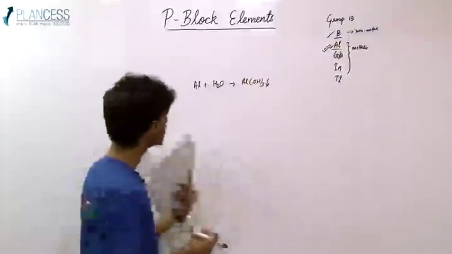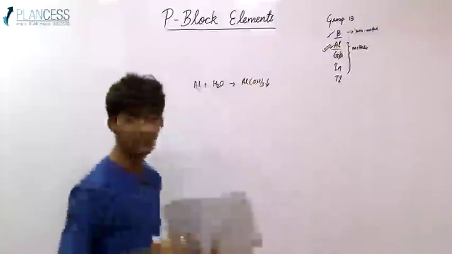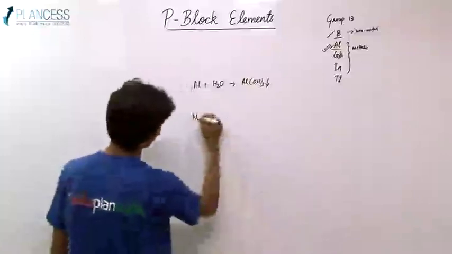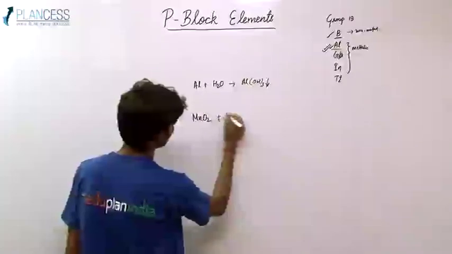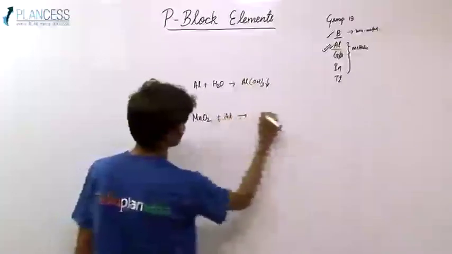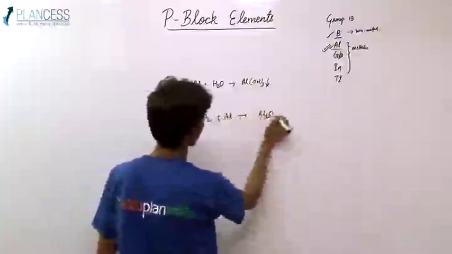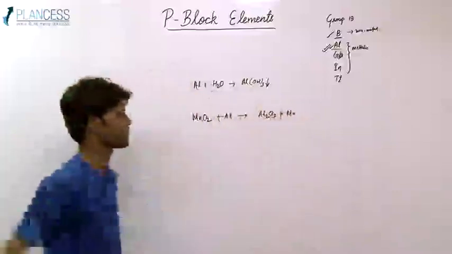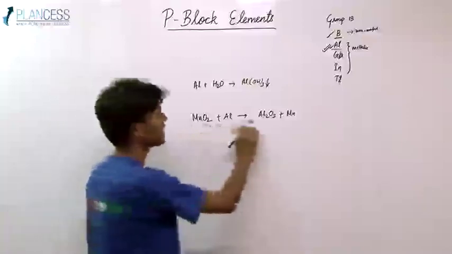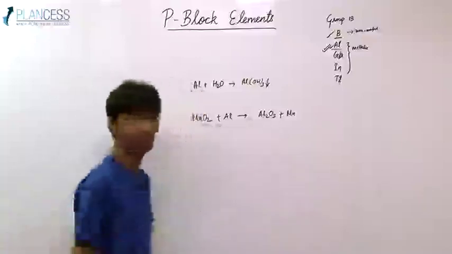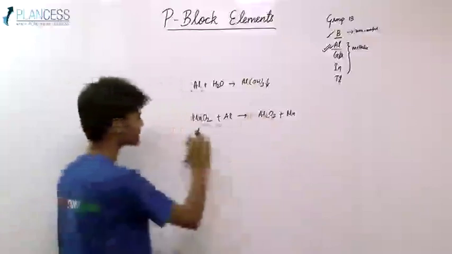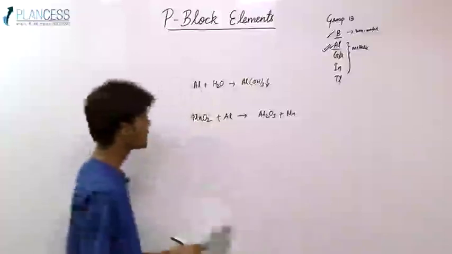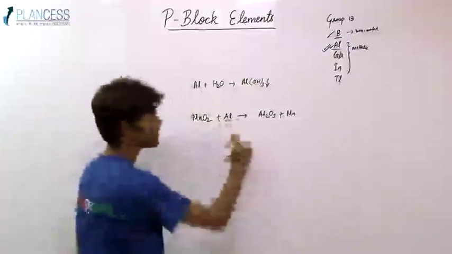Aluminium acts as a reducing agent in one or two reactions. If MnO2 is reacted with aluminium, then it forms Al2O3, oxidizes itself and reduces the manganese. The same happens with ferric oxide also. If you react aluminium with Fe2O3, then Al2O3 is formed and iron would be released. So these are the important reactions. Here the aluminium acts as a reducing agent, and this is based on the reactivity series of metals.